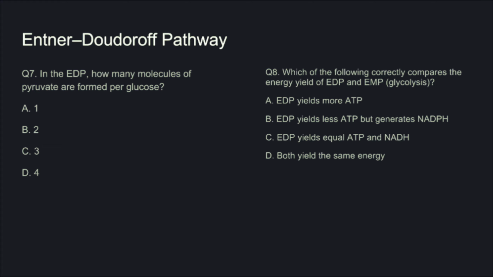Question number 7. In EDP, how many molecules of pyruvate are formed per glucose? Options are 1, 2, 3 and 4. So 2 pyruvate. Question 8. Which of the following correctly compares the energy yield of EDP and EMP, that is glycolysis? A. EDP yields more ATP, B. EDP yields less ATP but generates NADPH, C. EDP yields equal ATP and NADH, D. both yield the same energy. So option B is the correct answer. EDP yields less ATP but generates NADPH.